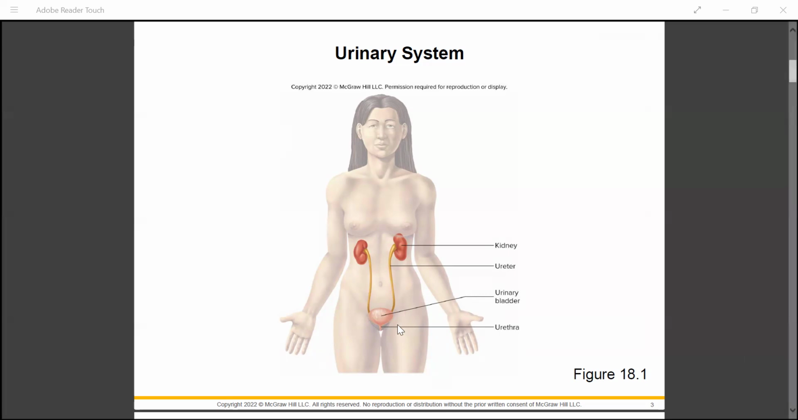So one major difference in the male and female urinary system is the length of the urethra. In the female urinary system, the urethra is much shorter and closer to the external environment, which primarily comes into play in that females are much more prone to UTIs or infections because there's just less distance for bacteria, viruses, whatever, to travel.